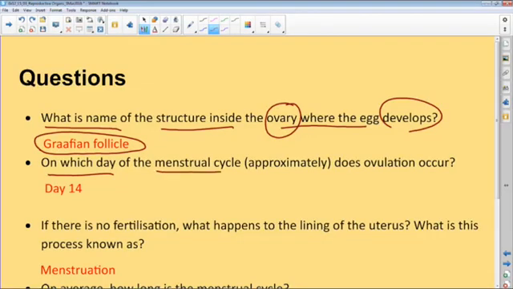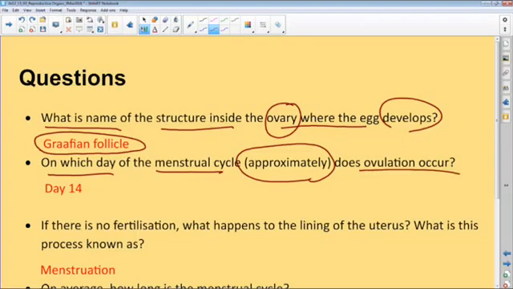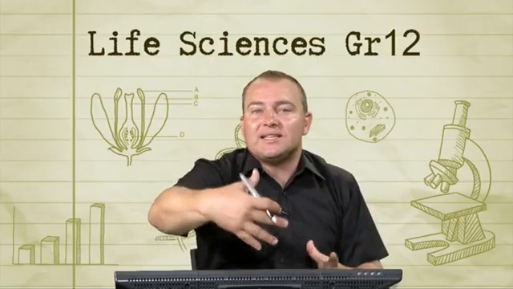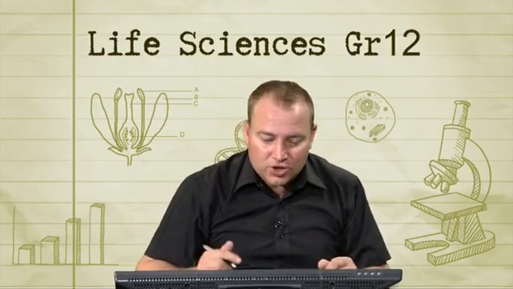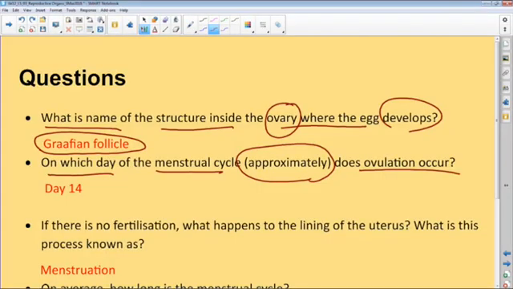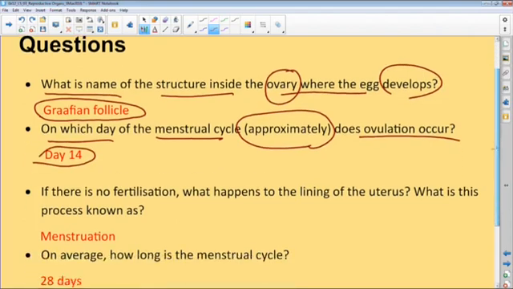Next one. On which day of the menstrual cycle approximately? Approximately. In other words, it can change. Okay? And does ovulation occur? What is ovulation? It is the bursting or releasing of the egg. Right, so there it is. It's on round about day 14, sometimes day 13, sometimes day 15. Could be longer, okay?